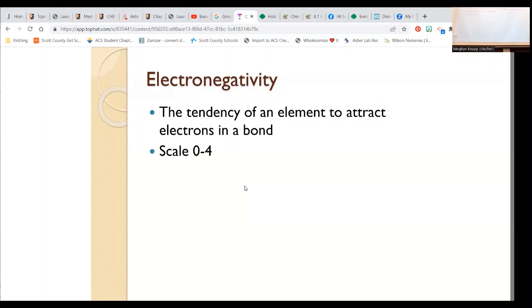So electronegativity is on a scale from 0 to 4. This scale was developed by Linus Pauling. He's kind of a big wig in bonding chemistry. We actually have this picture out on the wall here. He's the third one over. And he's kind of an interesting guy.